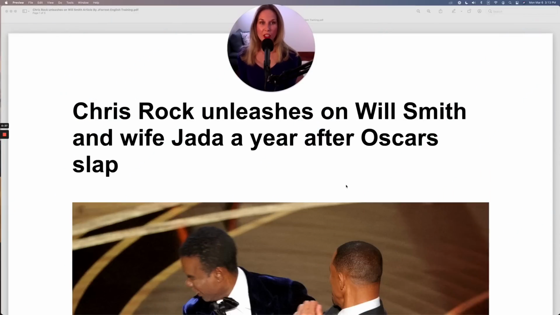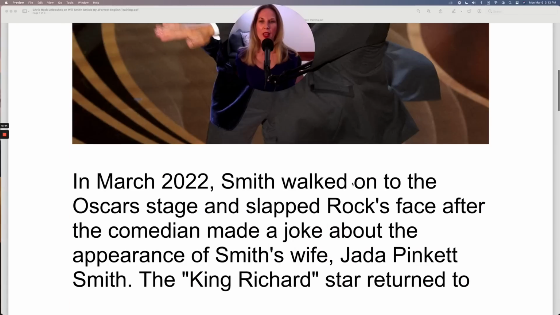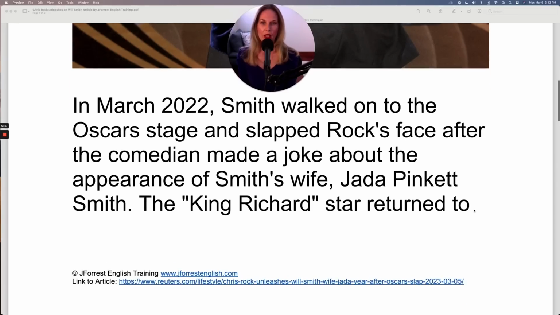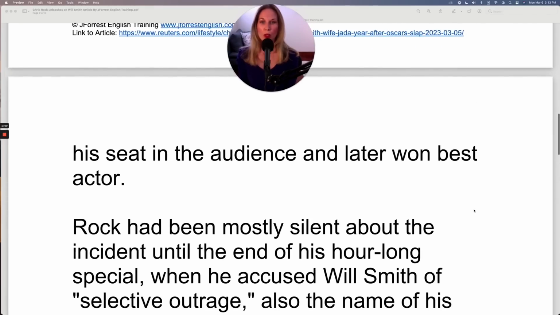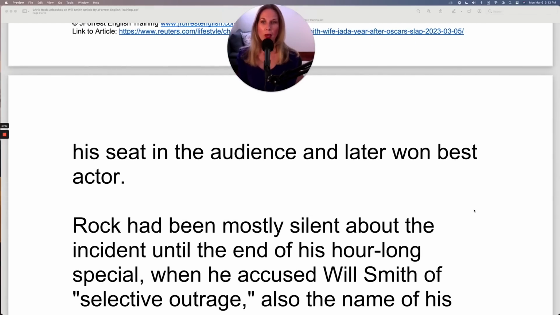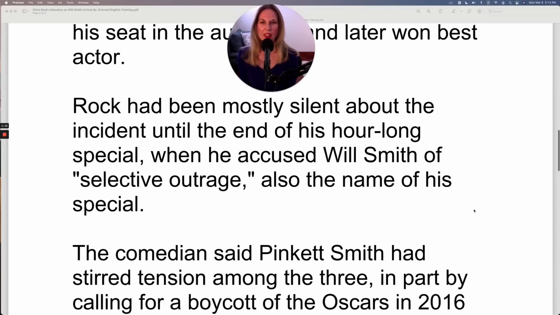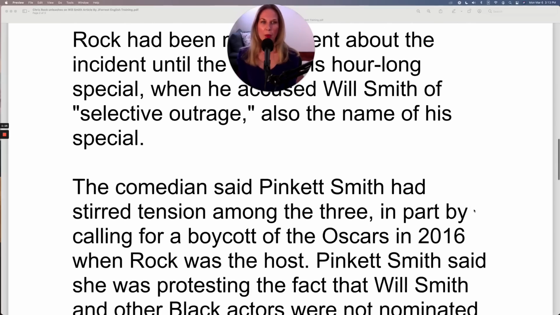Chris Rock unleashes on Will Smith and wife Jada a year after Oscar slap. In March 2022, Smith walked onto the Oscar stage and slapped Rock's face after the comedian made a joke about the appearance of Smith's wife, Jada Pinkett Smith. The King Richard star returned to his seat in the audience and later won Best Actor. Rock had been mostly silent about the incident until the end of his hour-long special, when he accused Will Smith of selective outrage, also the name of his special.